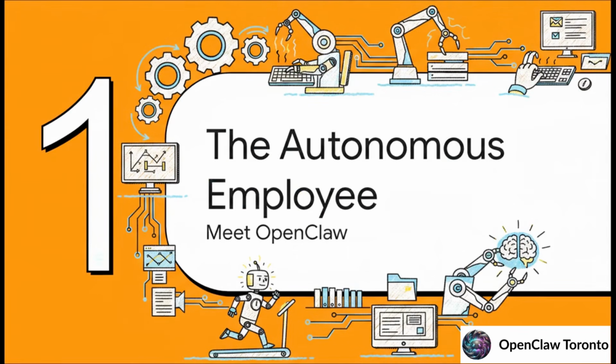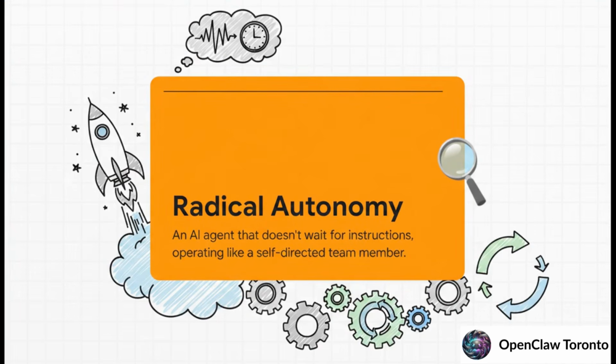All right, so let's meet our first character in this story, OpenClaw. Just picture this. OpenClaw is like your first digital employee, a totally autonomous one. It's this tireless worker you can just hire to get stuff done. So what makes this employee so special? It's this idea of, well, radical autonomy.